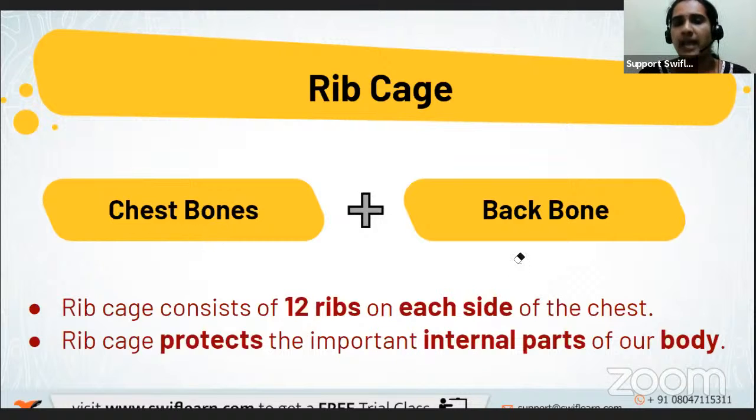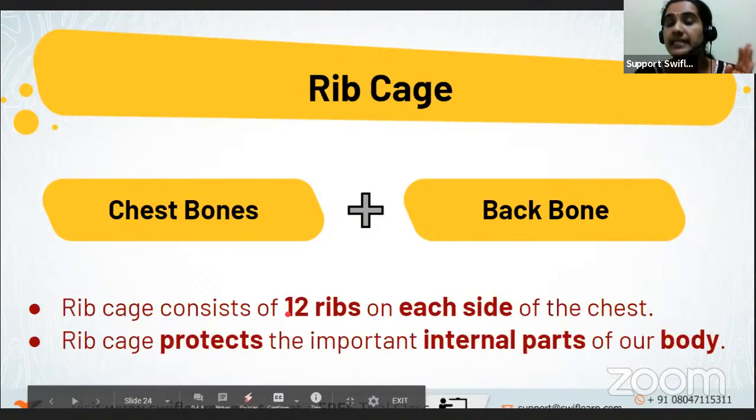Chest bone plus backbone, that will be giving you the rib cage. Okay, that is the front region, the chest bone, and on the back region, the backbone. Together they form the rib cage and it consists of 12 ribs on each side. The rib cage protects the internal parts of the body. So that's about the rib cage.